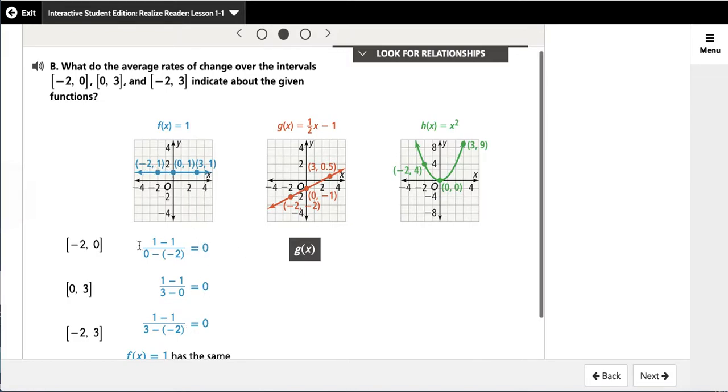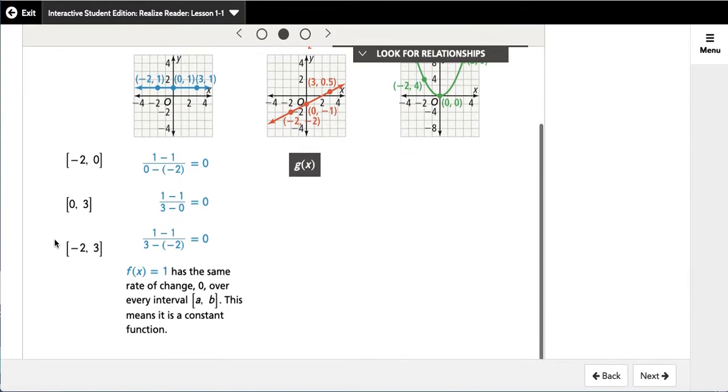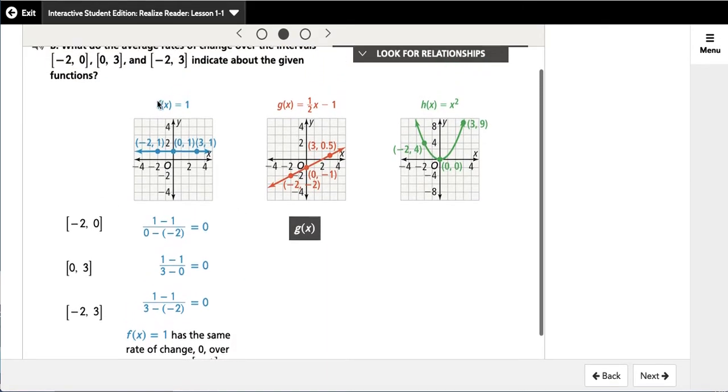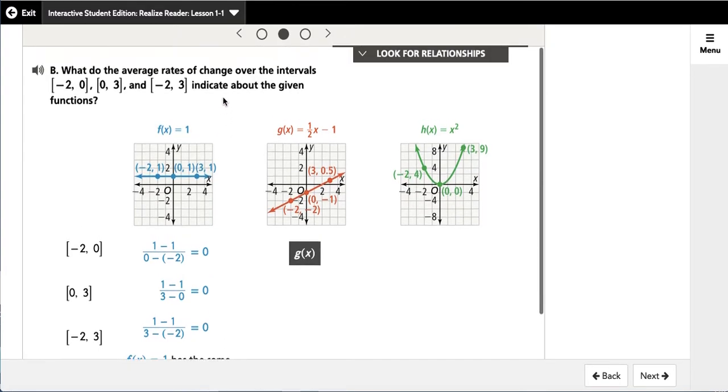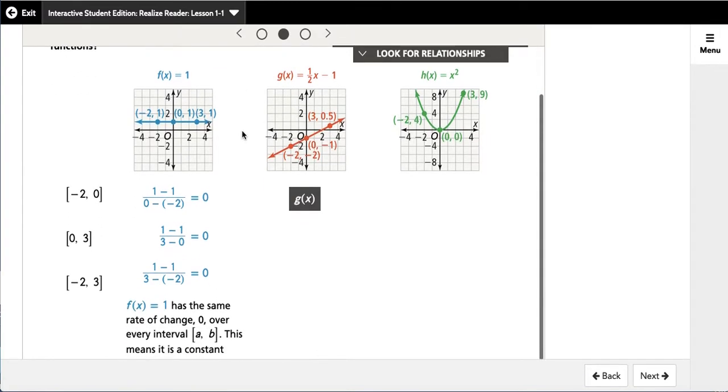Let's see if I can scroll down. It has the same rate of change, 0, over every interval. This means it's a constant function, f of x equals 1. Again, we're trying to find what the average rate of change over the intervals indicates about the function. Because the slopes were always 0 for all three intervals, that means it's a constant function. Now, here is a linear function.